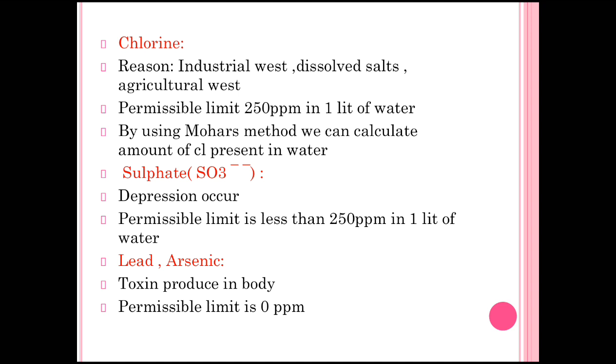The permissible limit of chlorine is 250 ppm in 1 liter of water. It is an Indian standard. By using the Mohr method, we can calculate the amount of chlorine present in a water sample.